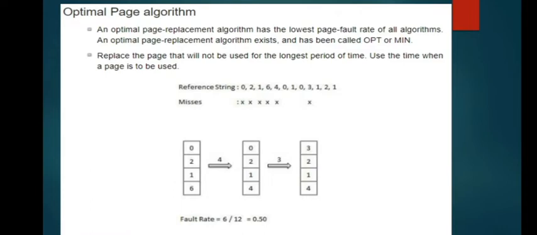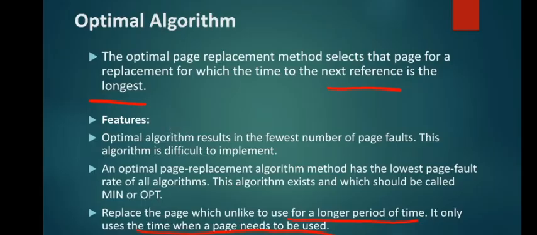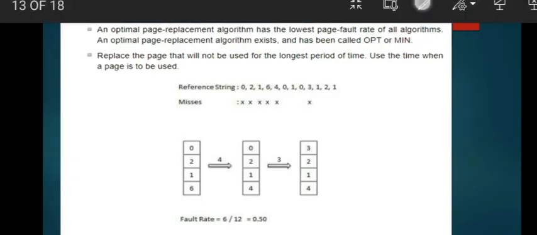If it exists, it can be called OPT or MIN. So, replace the page that will not be used for the longest period of time, or use the time when the page is to be used. With this one, again, you have your 0, 2, 1, 6. Same process: since they are not yet in main memory, they are page faults.